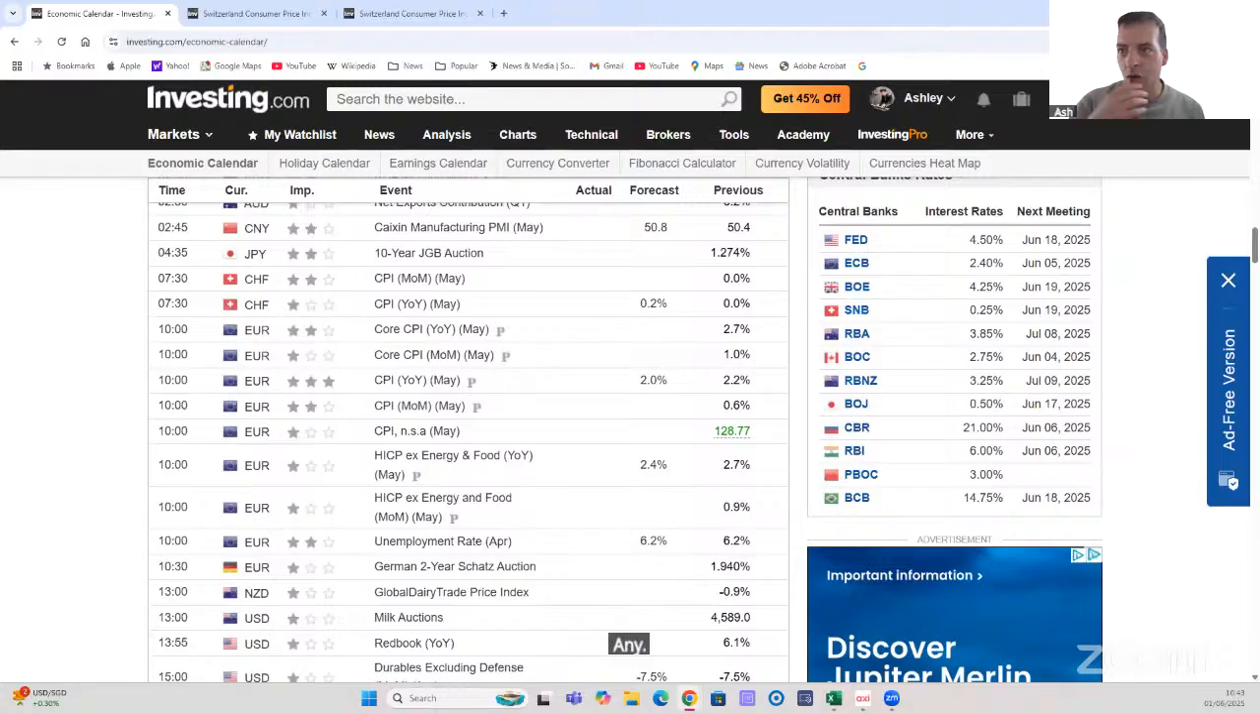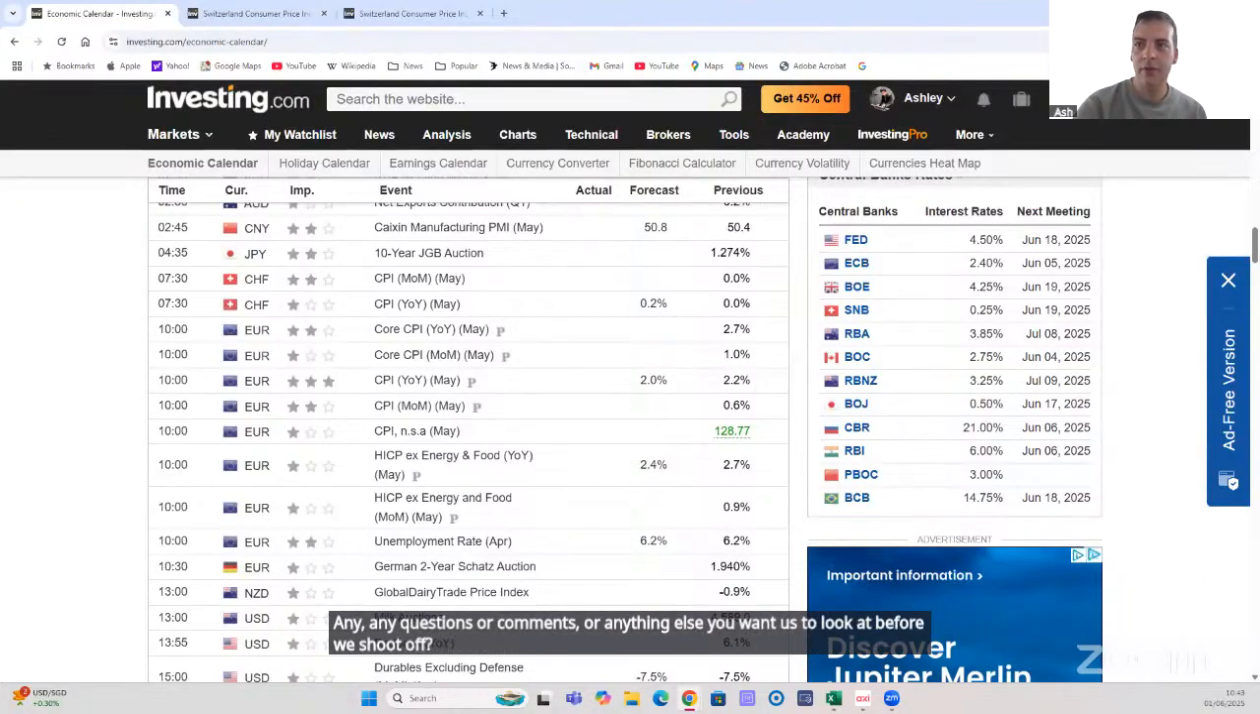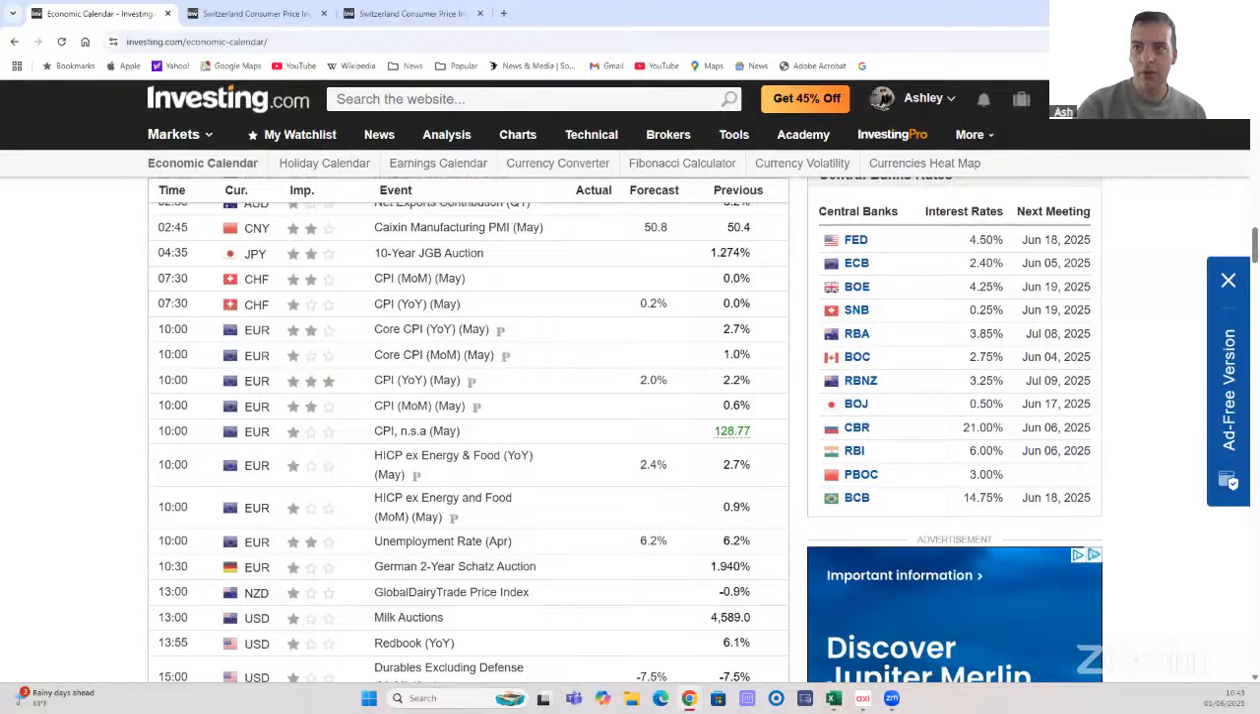Any questions or comments or anything else you want us to look at before we shoot off? Anything on gold? Yeah, it's a good idea actually. We should always have a look at gold.